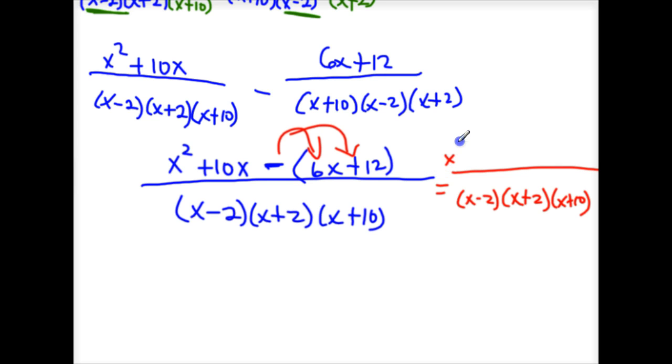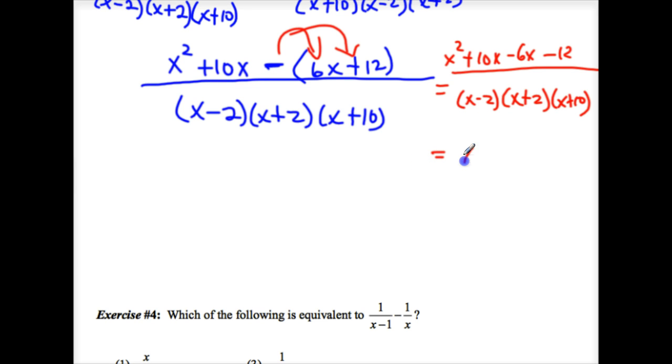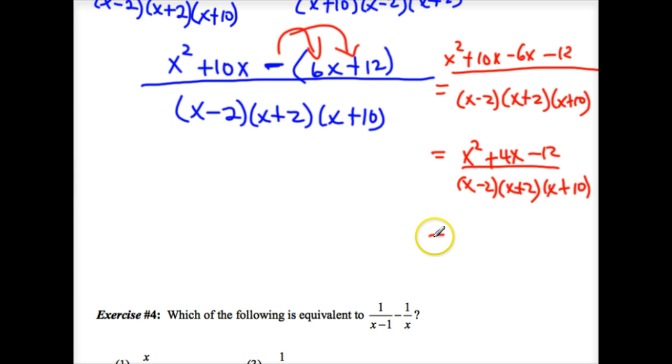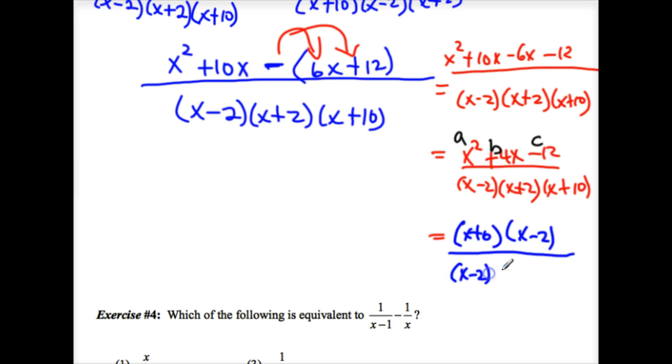And then I have x squared plus 10x minus 6x minus 12. This can be simplified to x squared plus 4x minus 12 over x minus 2, x plus 2, x plus 10. Now the top, this is my A, my B, and my C. Factor this out, it gives me x plus 6 and x minus 2, all over my really crazy denominator.